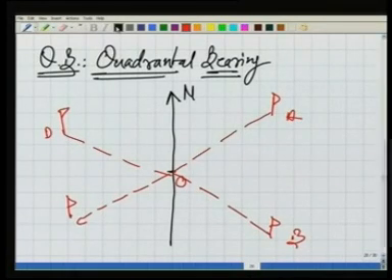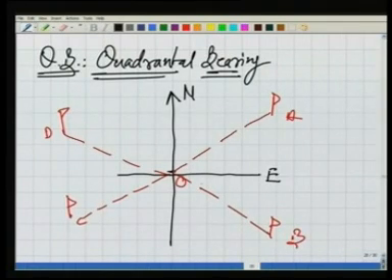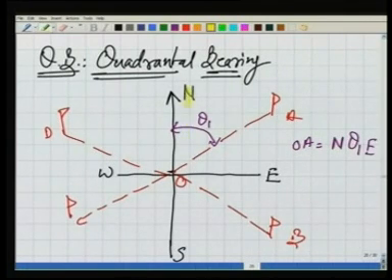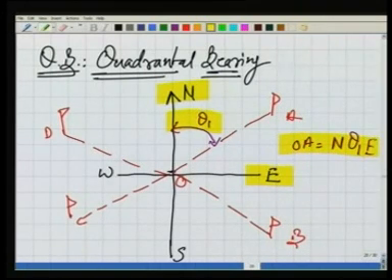Now in the second system of bearing, how do we measure it? That's our east, obviously, and west and south. We write the bearings as, let us say I am writing this bearing. This angle measured is theta 1. So the bearing of line OA is north theta 1 east. What did we do here? Look at that. From north to east, the angle is theta 1. So that's why we write it as north theta 1 east.